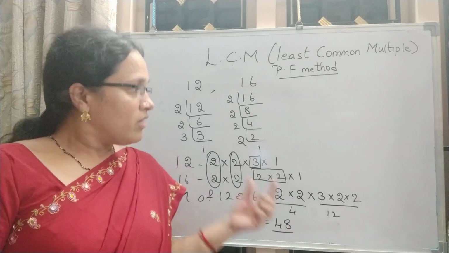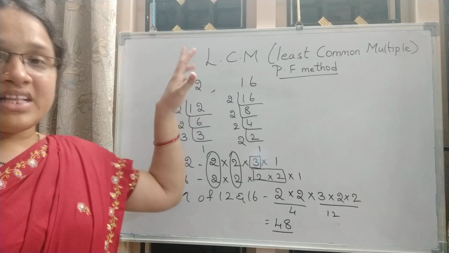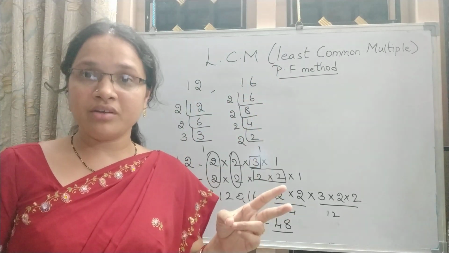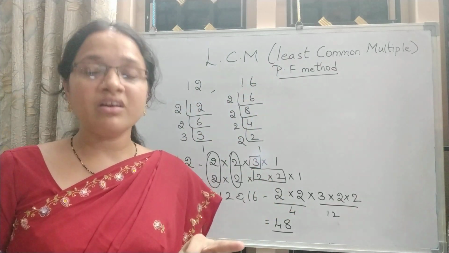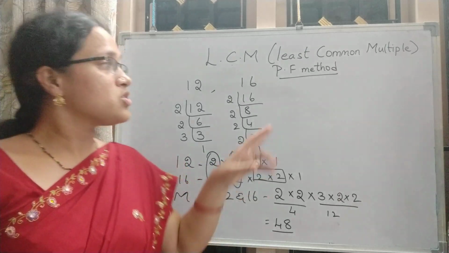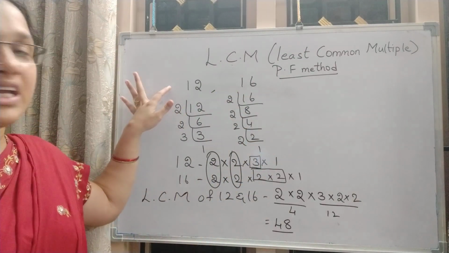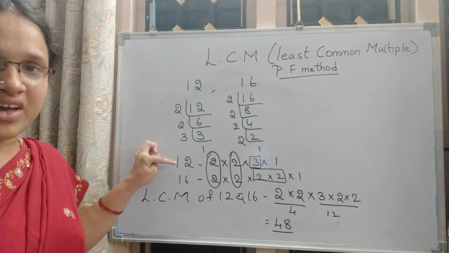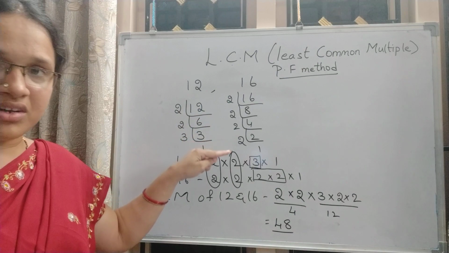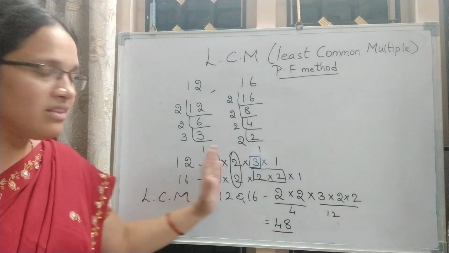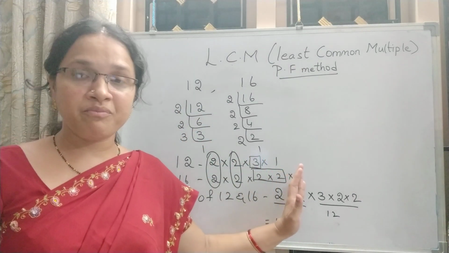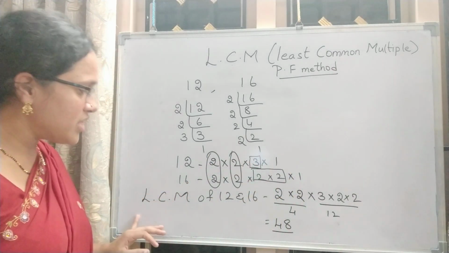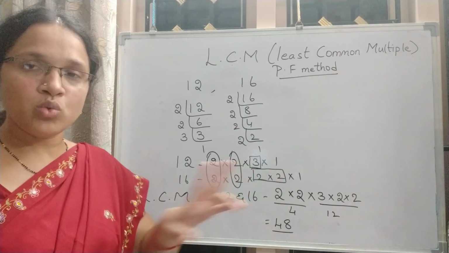So once again we will recall the LCM. LCM we have done here in the prime factorization method. There are 2 methods for it: one is the prime factorization method and the other one is the division method. In the prime factorization method, taking 2 numbers, 12 and 16, we write 12 and 16 as a product of their prime factors. As you write, for the LCM we have 2 steps.